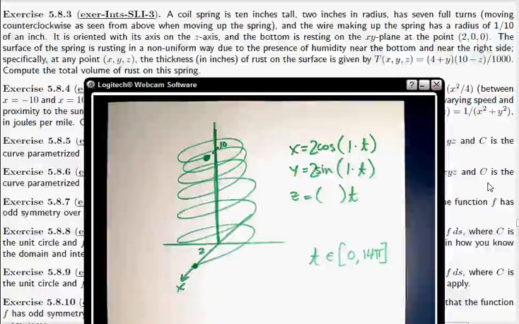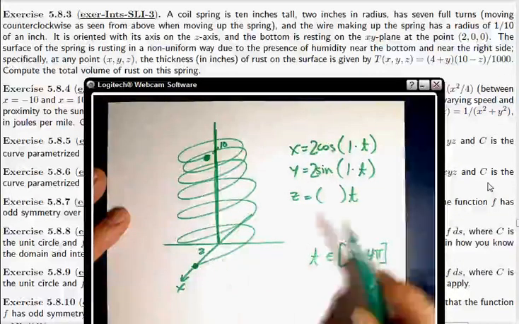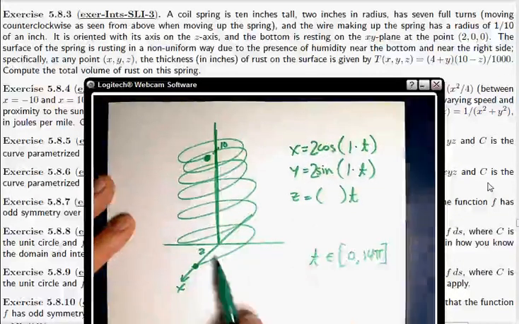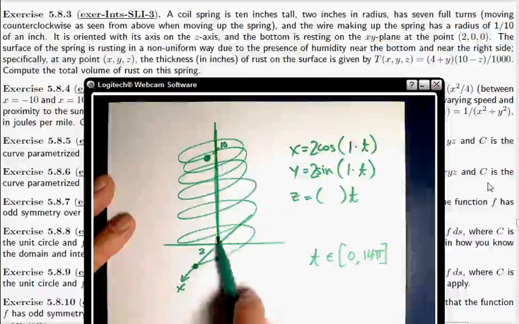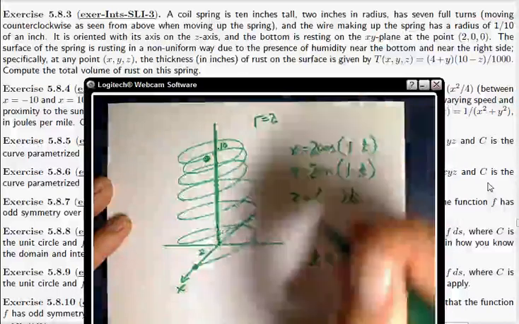Is that okay? Everybody good? Yes. Where did you get the factor of 2? Where did I get the factor of 2? So the circle has radius 2. If I just did sine and cosine, that would go around a little circle of radius 1. Said differently, since the projection is a circle of radius 2, the equation is r equals 2.